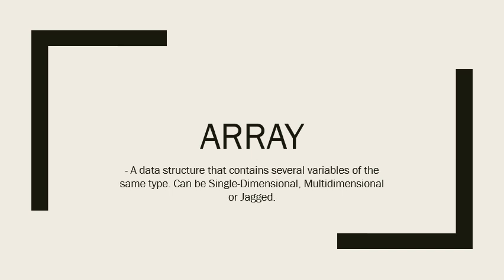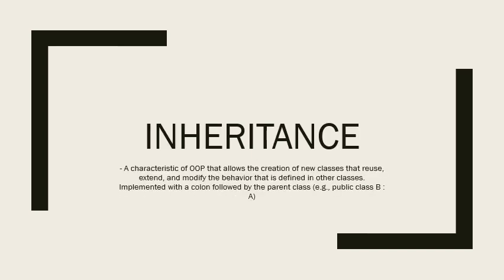Array, a data structure that contains several variables of the same type. Can be single dimensional, multi-dimensional, or jagged. Inheritance, a characteristic of OOP that allows the creation of new classes that reuse, extend, and modify the behavior that is defined in other classes, implemented with a colon followed by the parent class. In other words, public class B, colon, A.